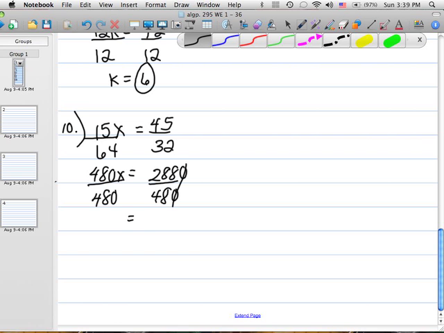And 6 goes into 28 4 times, with 4 left over. 6 goes into 48 8 times. Excuse me, that should be 48. And then 6 goes into 48 8 times, so x equals 8.